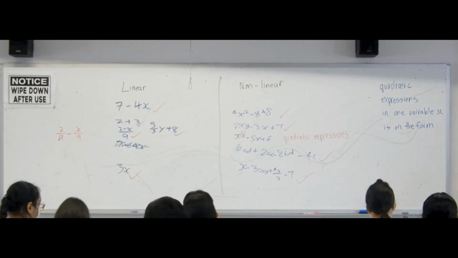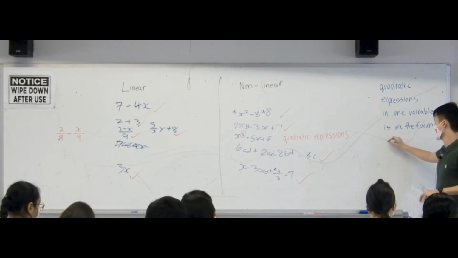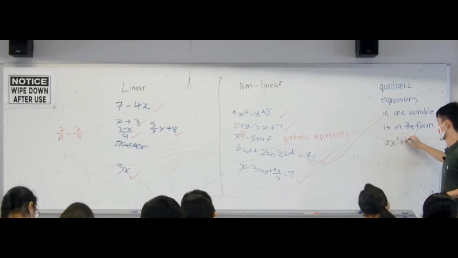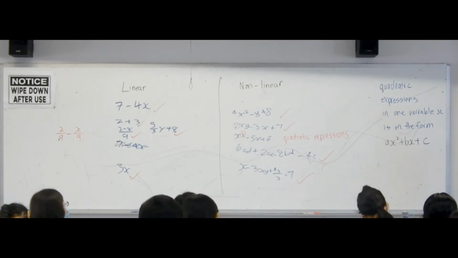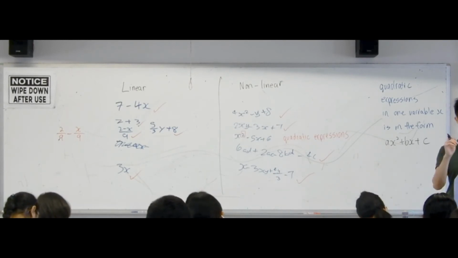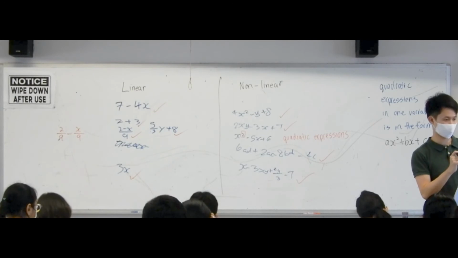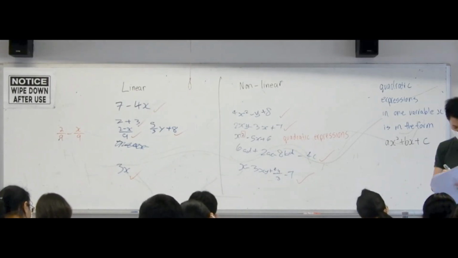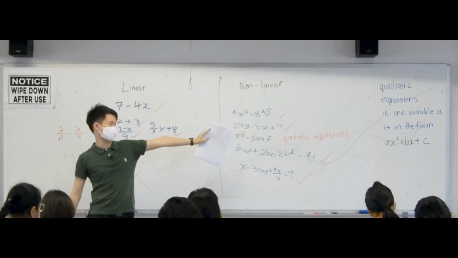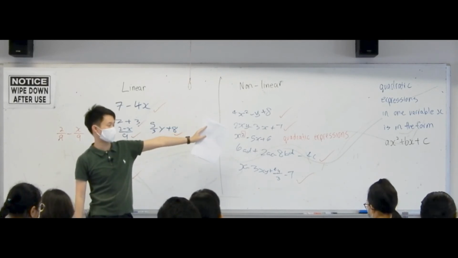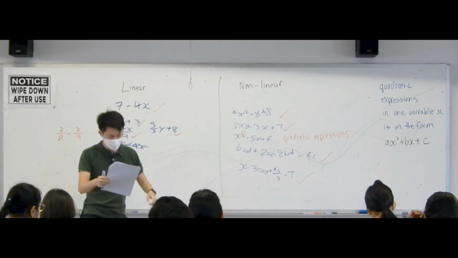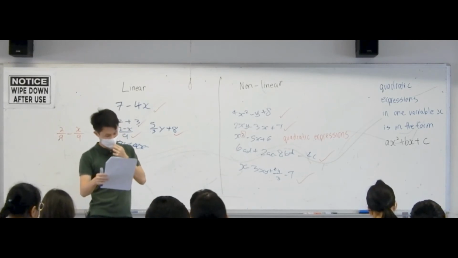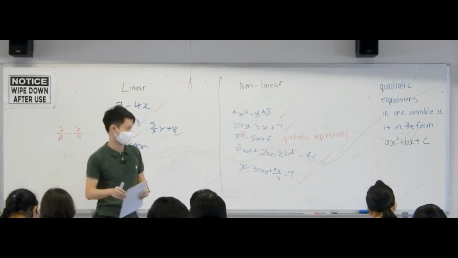Okay, this is very important. It's a general form here: ax squared plus bx plus c, where a, b, and c are constants, and a can never be 0, or a is not equal to 0. Okay, so right now quadratic expressions we define to be in one variable x and in this form, a times x squared plus bx plus c, where a, b, c are constants and a is not equal to 0.